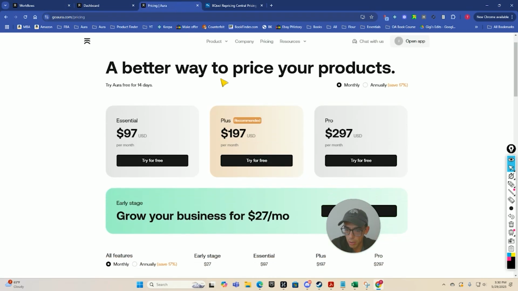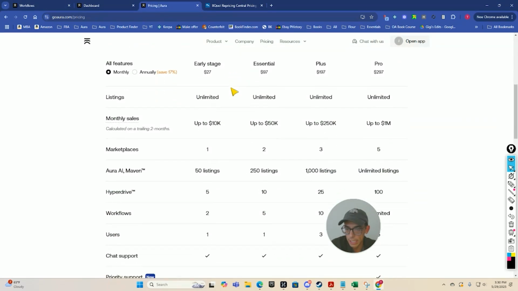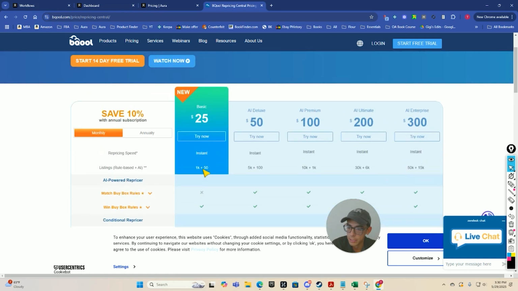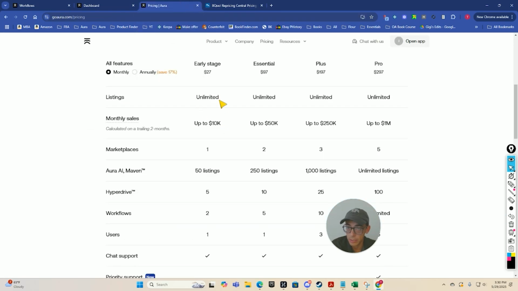And the really cool thing about Aura, and I think this is one of the main selling points, is that early stage is only $27, which is great. And the cool thing about it being $27 is that it is unlimited listings. Now, if you go over to, let's say, BQool, they do have a $25 price plan, which is cheaper, but you can only have up to 1,000 listings. So I really like the fact that you can have unlimited listings.